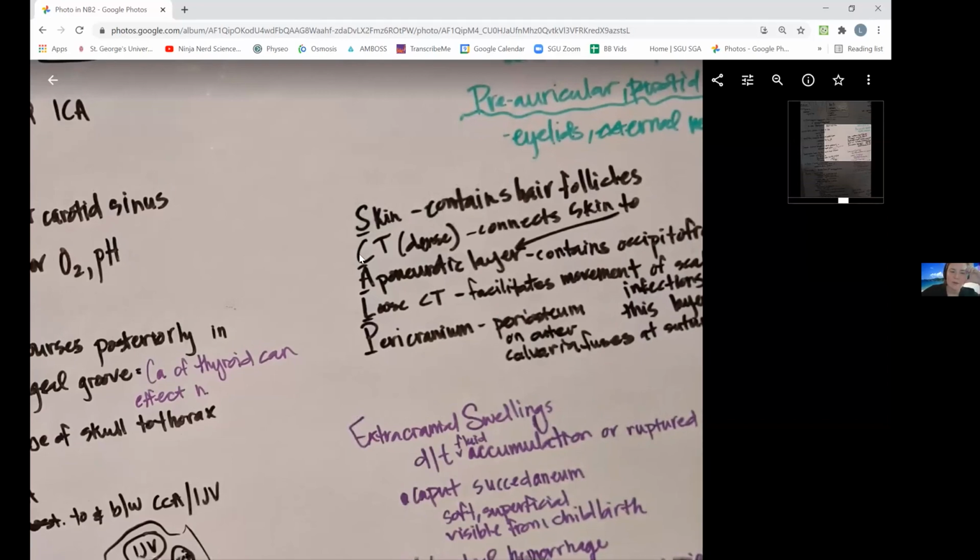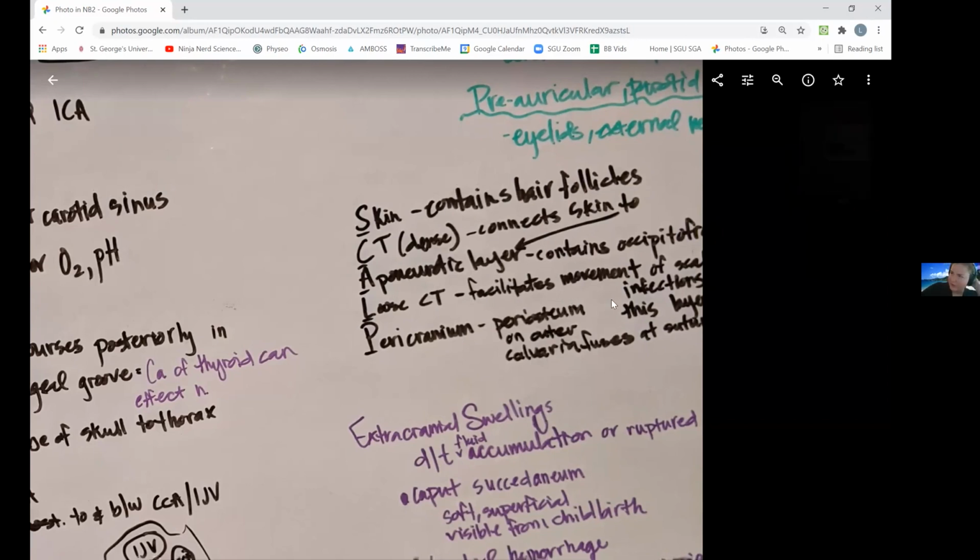So scalp, you all know this is an acronym. So skin, dense connective tissue, aponeurotic layer, loose connective tissue, pericranium. So the big thing you need to know is the danger zone. What's the danger zone? Loose connective. Yeah. So infections in this layer are going to spread, and then connected to, but that's the big thing.